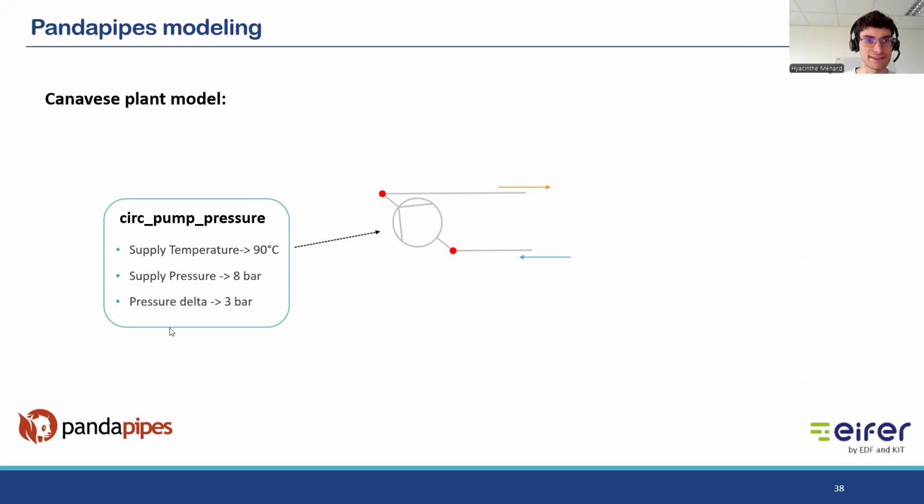I can also set the supply pressure here at 8 bars and the pressure delta through the pump that I will set as 3 bars. So basically, this circulation pump pressure will be used by pandapipes as a slack node in the loop, so the main node from which everything else will be calculated when solving the network.